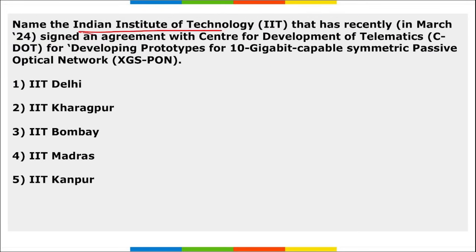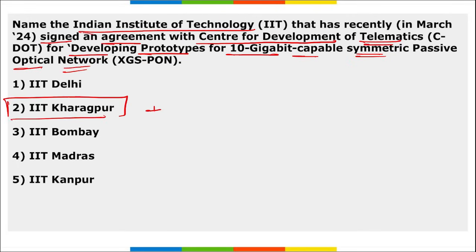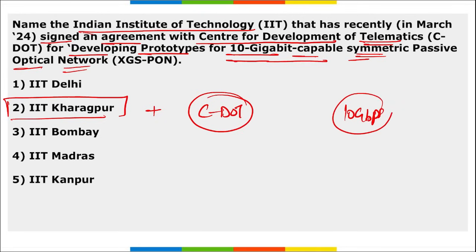Next, name the IIT that has recently signed an agreement with Center for Development of Telematics for developing prototypes for 10 gigabits capable symmetric passive optical network. Which is it? It is IIT Kharagpur, right? IIT Kharagpur recently signed an agreement with Center for Development of Telematics, that is CDOT, for developing the prototypes. That means an optical network that can carry up to 10 Gbps speeds to provide internet. For this, IIT Kharagpur has partnered with CDOT.